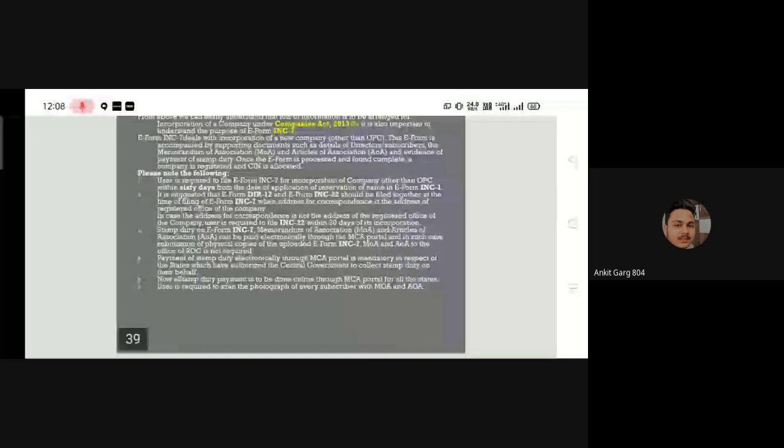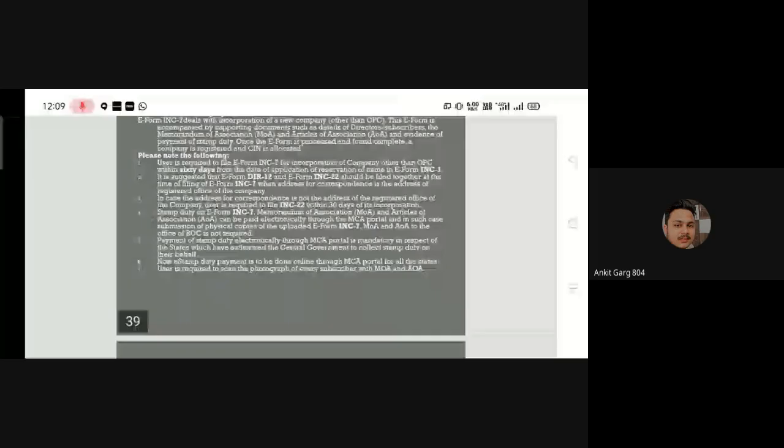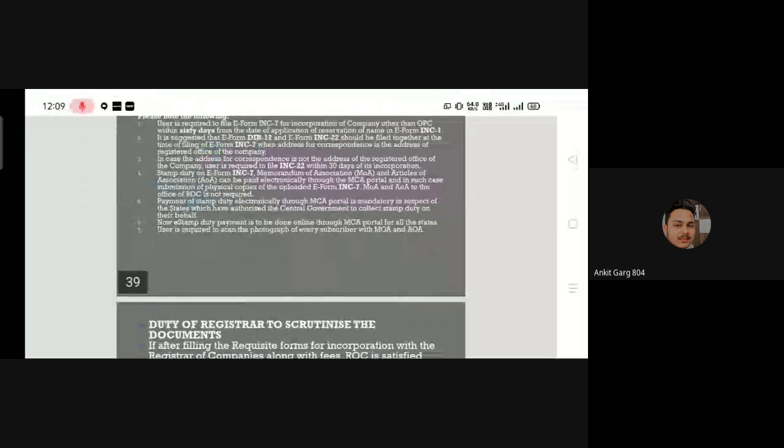Please note the following. The user is required to file e-form INC 7 for incorporation of a company other than OPC within 60 days from the date of application of reservation of name in e-form INC 1. It is suggested that e-form DIR 12 and e-form INC 22 should be filed together at the time of filing of e-form INC 7 when the address for correspondence is the address of the registered office of the company. In case the address for correspondence is not the address of the registered office of the company, the user is required to file INC 22 within 30 days of its incorporation.